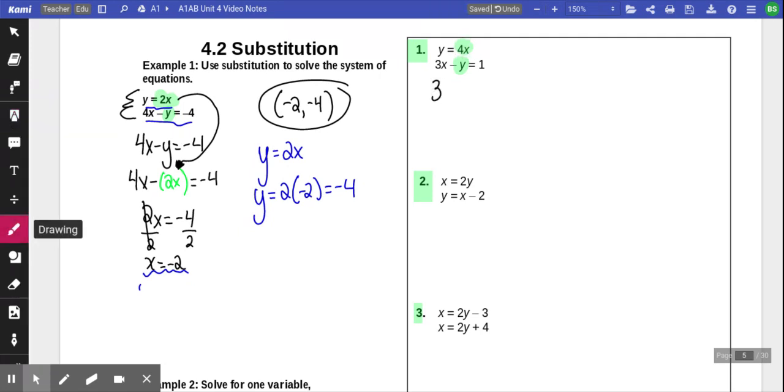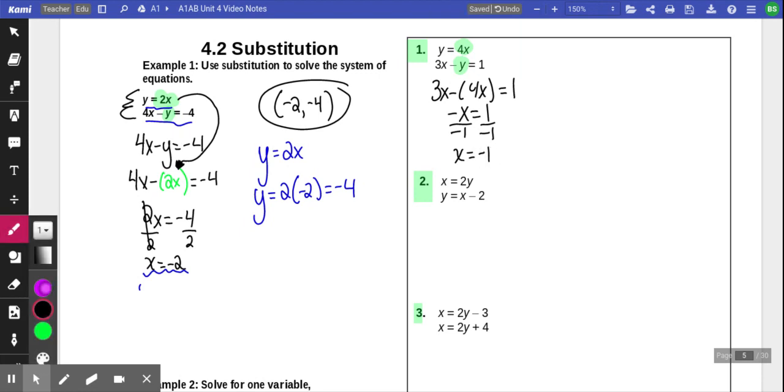So this is 3x minus (4x), and I always plug in using parentheses just in case. And that's equal to 1. We can simplify this. 3x minus 4x is negative 1x, or negative x. We're not looking for negative x. We want positive x. So we can multiply both sides or divide both sides by negative 1 to make it positive: x is equal to negative 1.